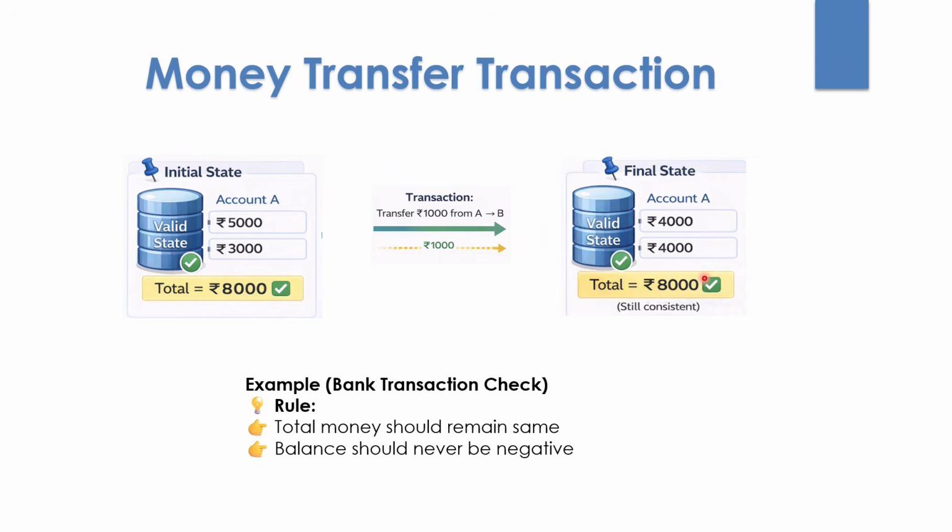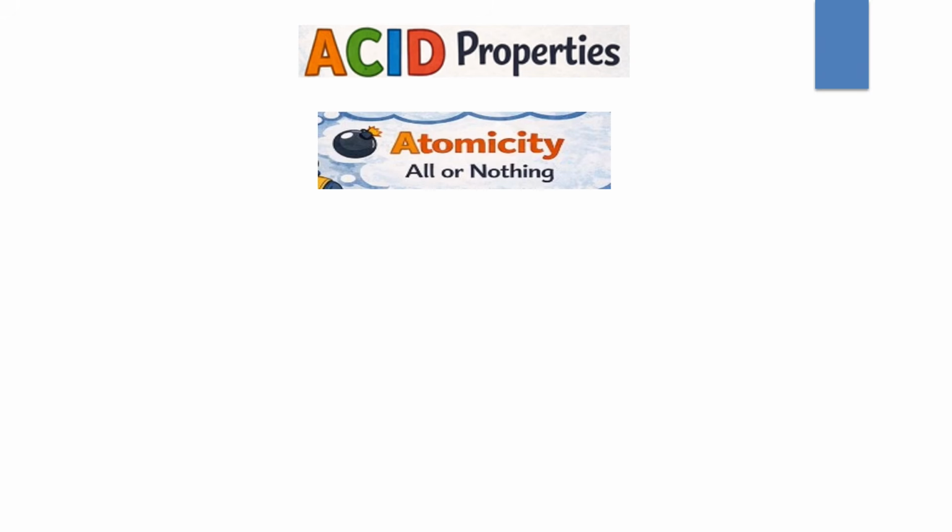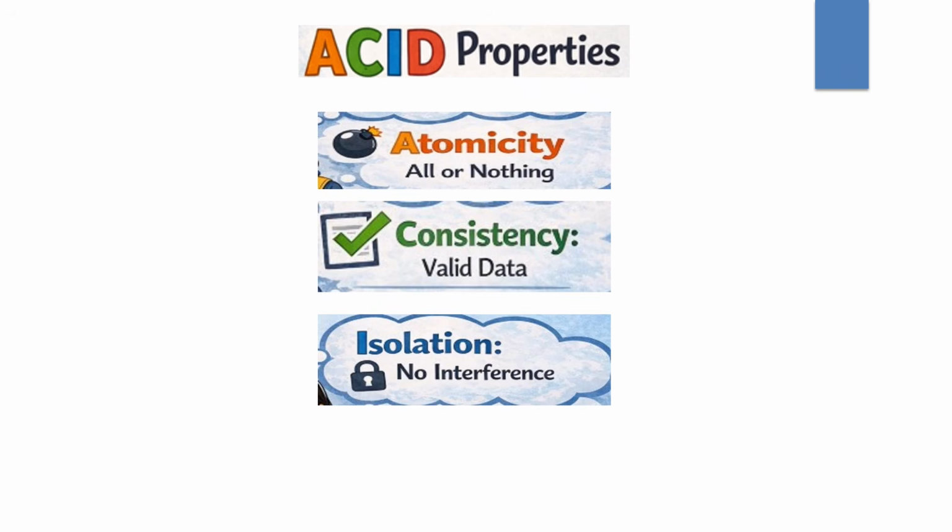So after the money transfer, again we will check the balance. Account A has 4,000 now, account B has 4,000, and the total is 8,000. It means the total is the same. So the database is again in a consistent state after the transaction also. So that is a good transaction. It means it is successfully completed, right? Now, after atomicity, we have seen consistency, and then next is isolation.